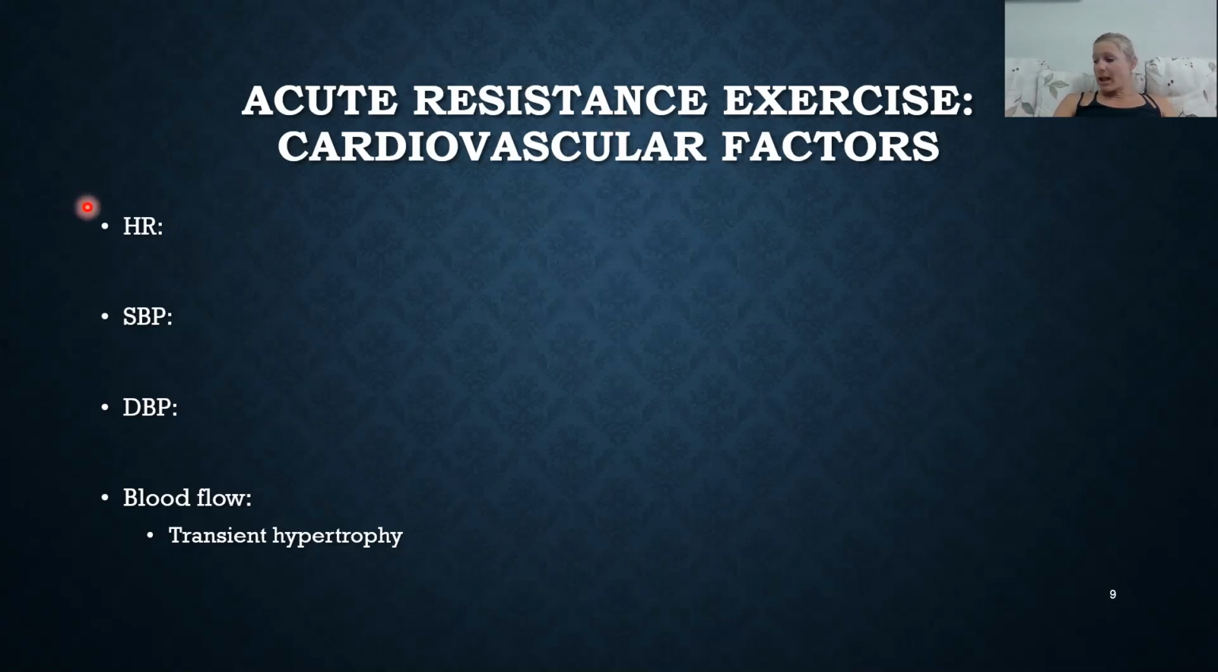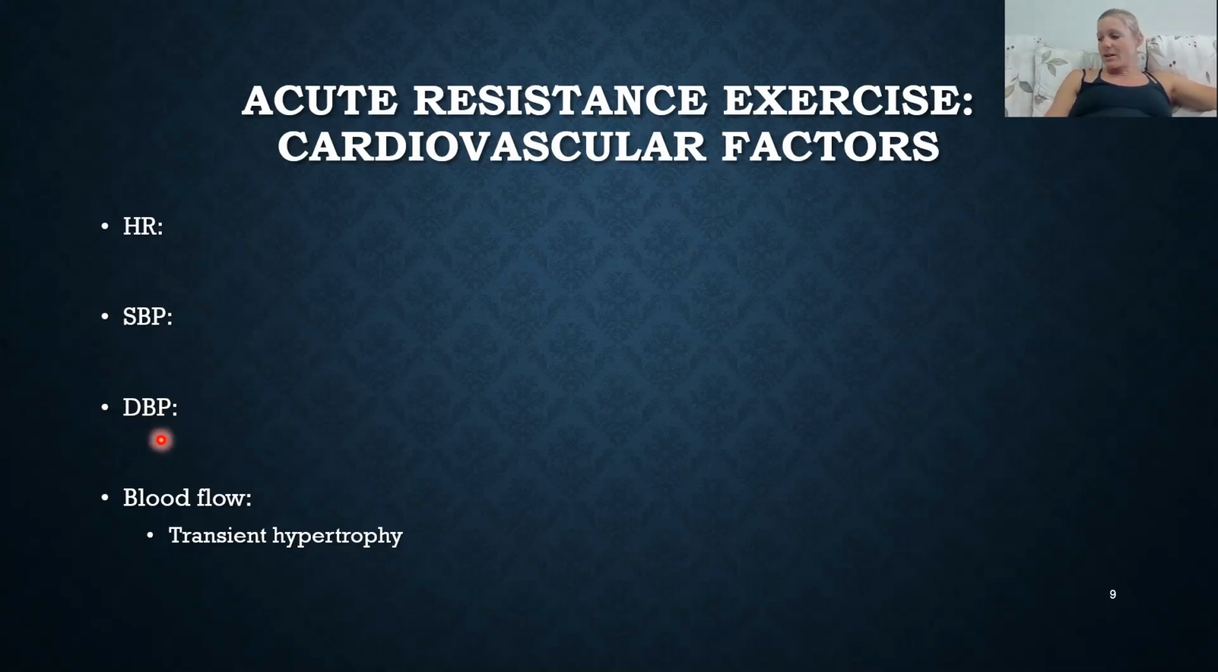So again, when we look at what happens within the cardiovascular system, we know that we'll see an increase in heart rate. Again, this is directly related to the intensity of the exercise bout and the amount of muscle mass that I'm activating. Systolic blood pressure will increase substantially and diastolic blood pressure will increase substantially. As I create this compression on the muscles via the contraction of certain muscle groups, that's going to create more tension for the vessels to overcome or compress those vessels, and therefore we'll see a substantial increase in diastolic and systolic pressure during acute resistance exercise.